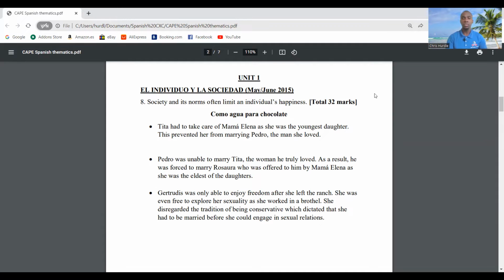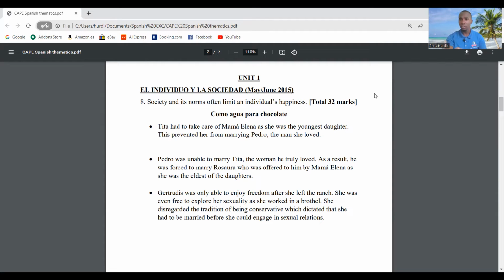Gertrudis was only able to enjoy freedom after she left the ranch. She was even free to explore her sexuality as she worked in a brothel. She disregarded the tradition of being conservative, which dictated that she had to be married before she could engage in sexual relations. Right. So those are the three examples of characters that suffered at the hands of tradition, right? So these are characters that would have been forced to make choices or do things against their will because of tradition. Okay? So, yes.